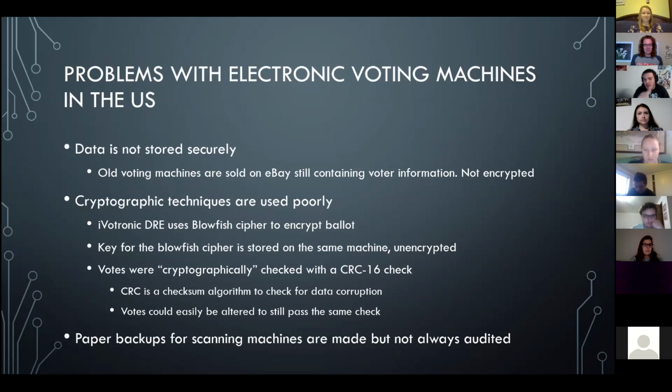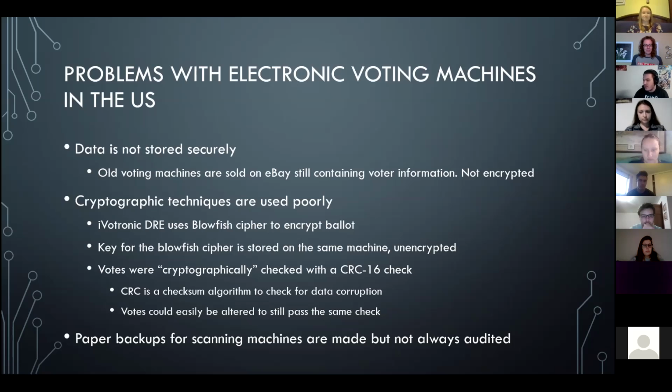And the other thing was a CRC16 check to transport votes. CRC16 is an error checking hash. It's used to make sure data isn't corrupted, and yet they're using it in an official manner as a cryptographically secure algorithm, which it was never designed to do, and yet these companies are. Votes could easily be manipulated to still pass the check, but have completely different results.